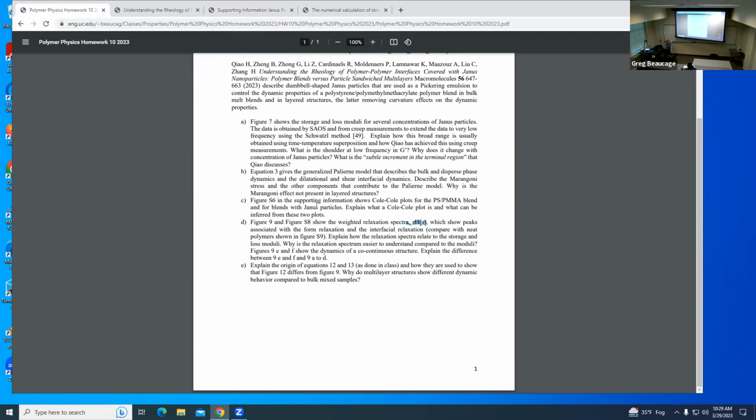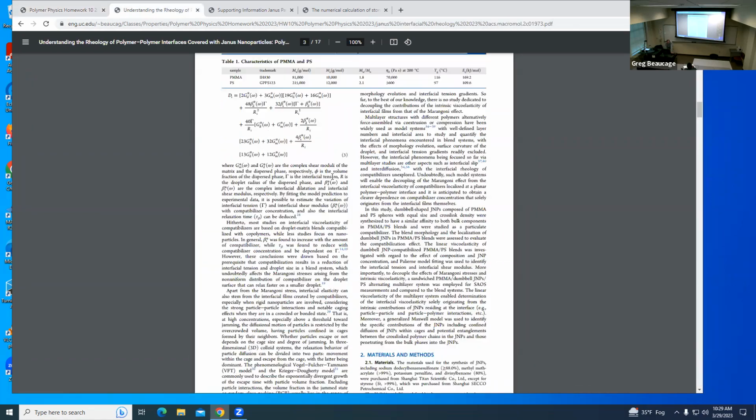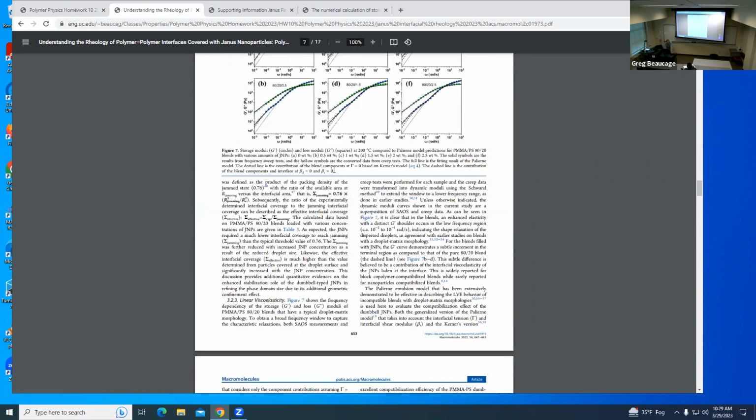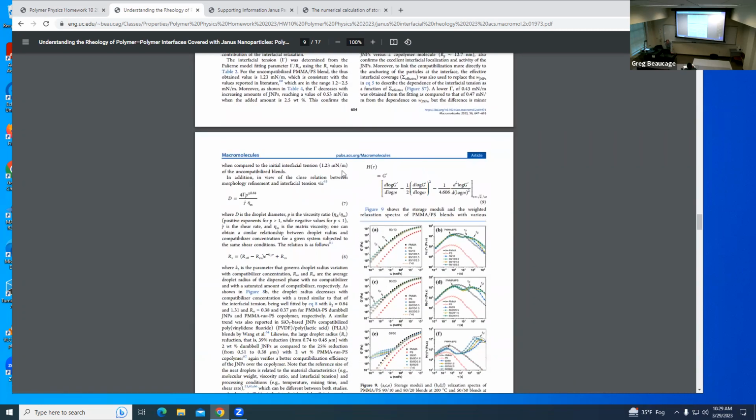One group couldn't work out that difference, and I think that's an important difference. The next question: explain how the relaxation spectrum is related to storage and loss. Why is the relaxation spectrum easier to understand? That's why he shows it. No one actually answered that very well.